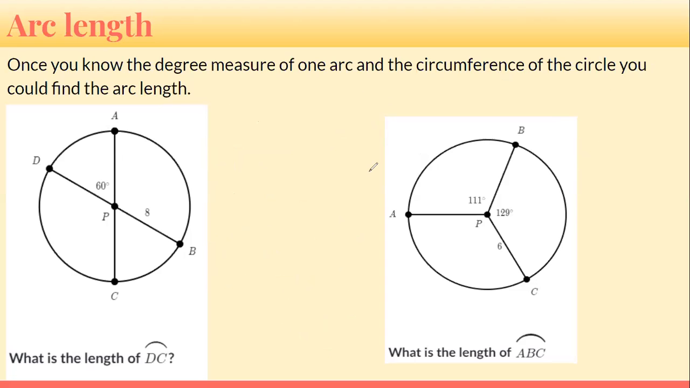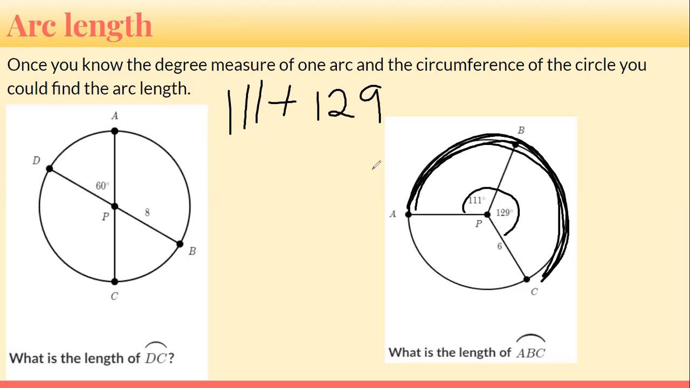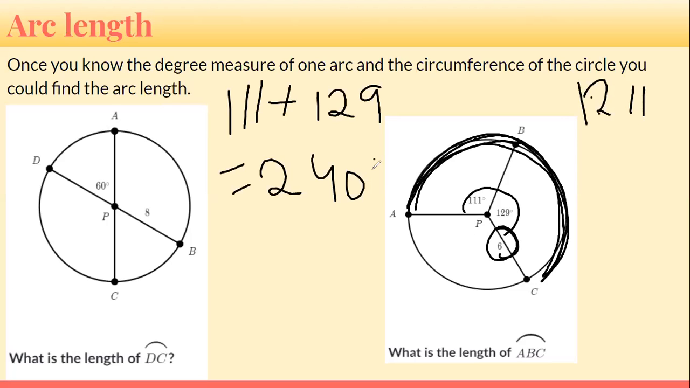All right, so let's look at this problem. It says, what is the length of arc ABC? Essentially, this entire bad boy. Okay. Know that the total angle is equal to 111 plus 129. That is equal to 240 degrees. Now we set up a proportion. And wait, it gives us the radius. So we find the circumference. That is 12 pi.